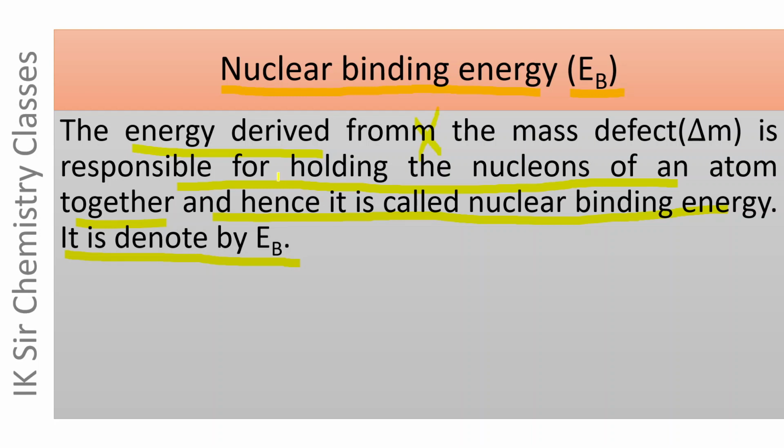The energy which is derived from mass defect holds the nucleons, that is neutrons and protons of the atom together, and therefore it is called nuclear binding energy. It is denoted by EB. The energy which is obtained by the transformation of mass defect into energy holds the nucleons, that is neutrons and protons of the atom together, and therefore it is called nuclear binding energy.